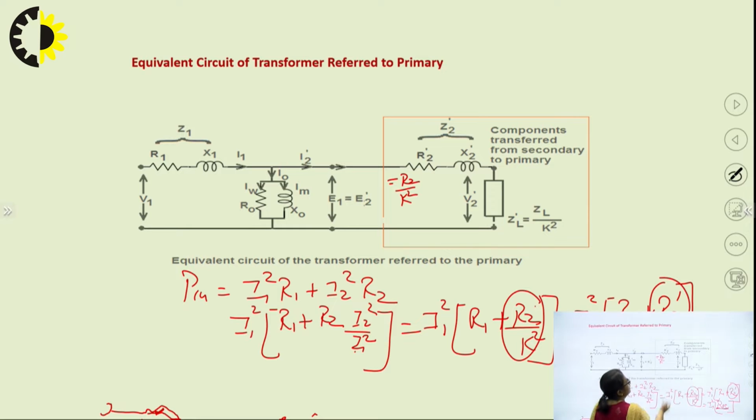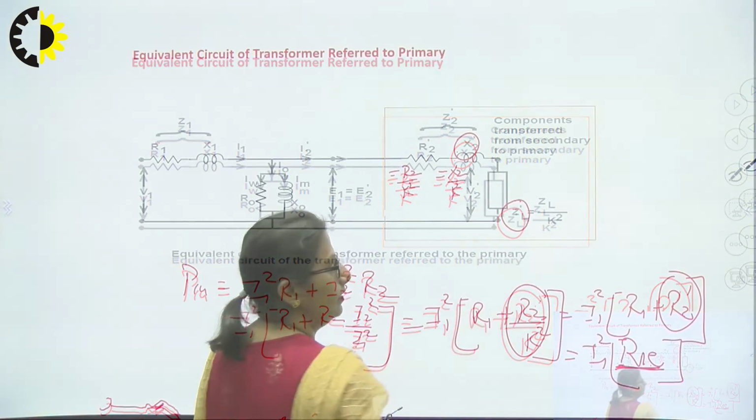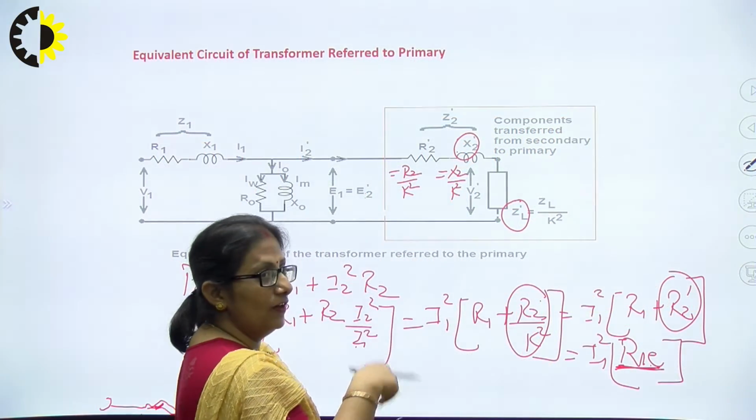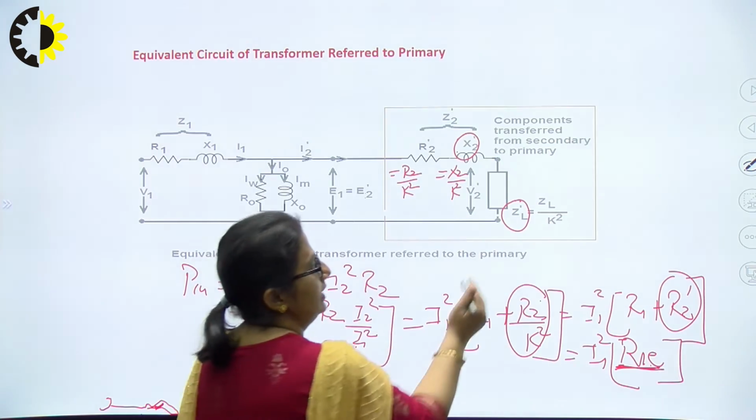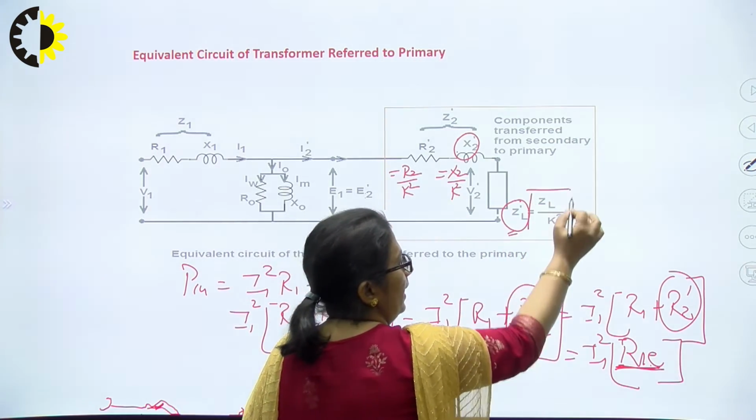Similarly, what is X2 dash? X2 dash is once again the referred value of the leakage reactance of the transformer secondary. When it has been referred towards the primary side, its value will once again be equal to X2 by K square, as happened with the resistance. Similarly, the load impedance, whose value was earlier ZL, when referred towards the primary side, will once again be ZL by K square.